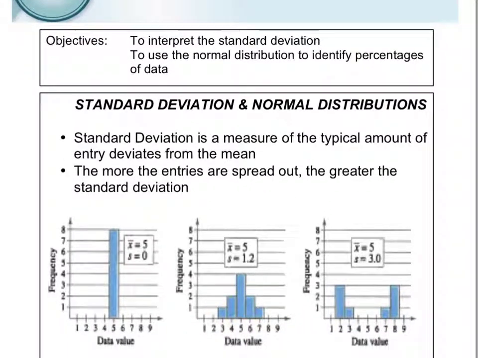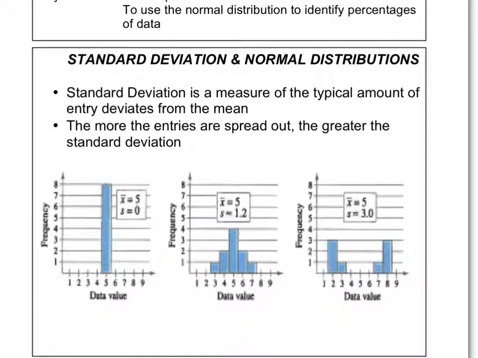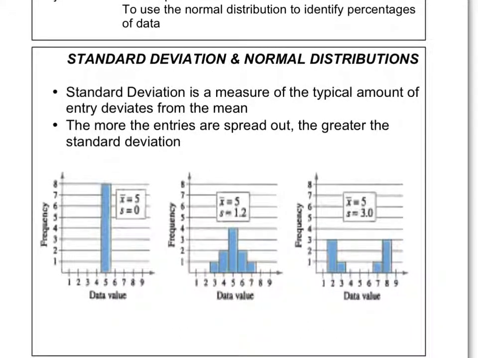Standard deviation is actually a measure of the typical amount of entry that deviates from the mean. How far is the typical amount of data entries away from the mean? Okay. The more the entries are spread out, the greater the standard deviation. And I've given you three examples down here from a graphing standpoint.